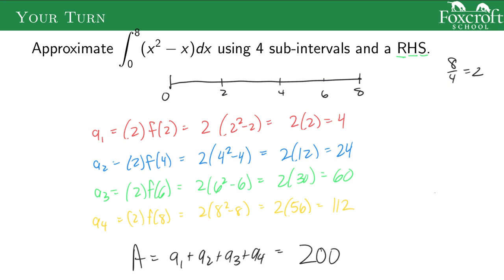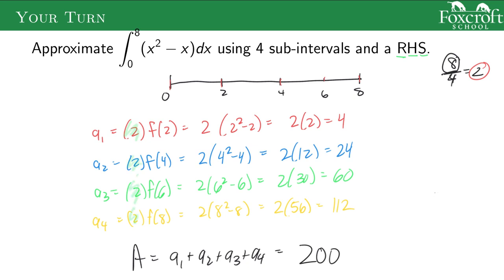Let's quickly go through how to do this again. I'm trying to do 0 to 8, so the total distance I'm trying to cover is 8 units. I'm breaking it up into 4 subintervals, so I divide it into 4 equal parts. Each little interval has a width of 2. So I start at 0, go to 2, 2 more to 4, 2 more to 6, 2 more to 8. All of my rectangles have a width of 2, so that's where these 2's are coming from. That's the width of my rectangle.